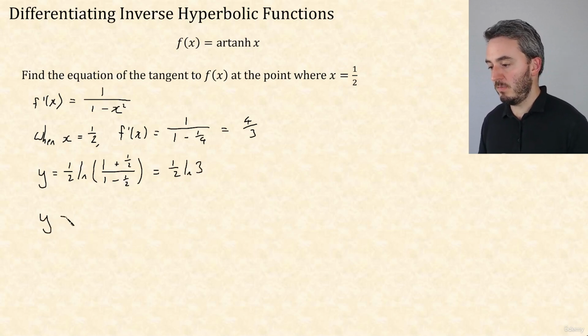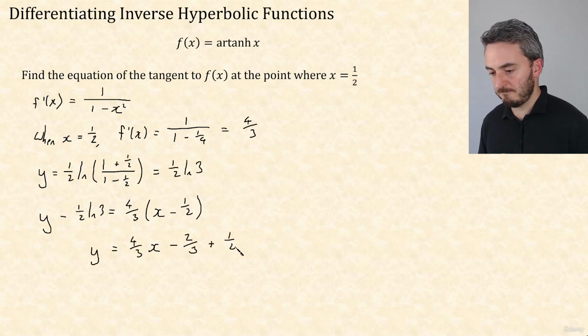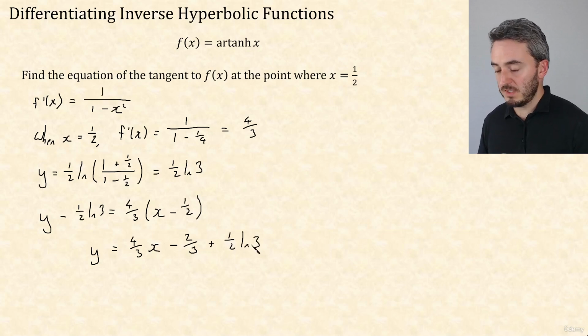It's y minus the y value equals the gradient, 4/3, times x minus the x value. Now, of course, an exam question would specify what form it wants the answer in, but let's just expand and get everything onto one side. We'll have y equals 4/3 x minus 2/3, and then add the half ln 3 to both sides. And there is at least one version of the formula for the equation of the tangent to that curve when x equals a half.